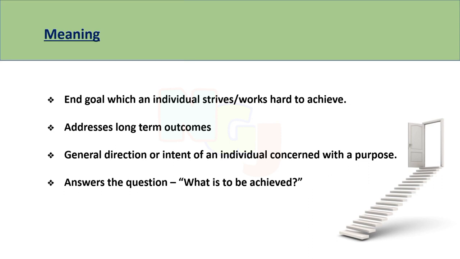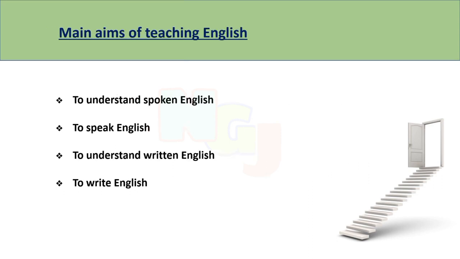But before that, you should remember that there are four main aims of teaching English. First one, it is more important to make your students understand spoken English. Whatever you speak must be understood or comprehended by the student in the class. The second main aim of teaching English is to speak English. That is, you must be able to make your students speak in English.